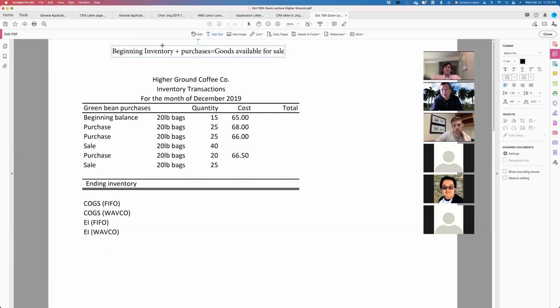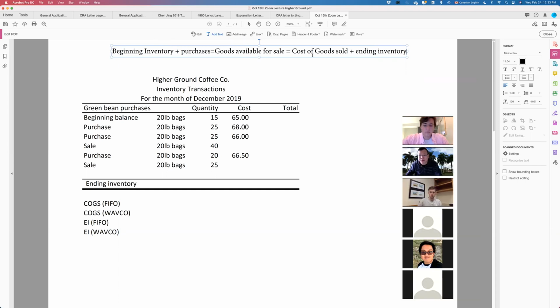for sale, right? And then during the year, you are going to sell some goods. So the cost of goods sold is the cost of the items that are sold. For those items that are not sold, they stay in your ending inventory, right? So you add ending inventory. This is really important, this is the key. You have to know this inventory equation.